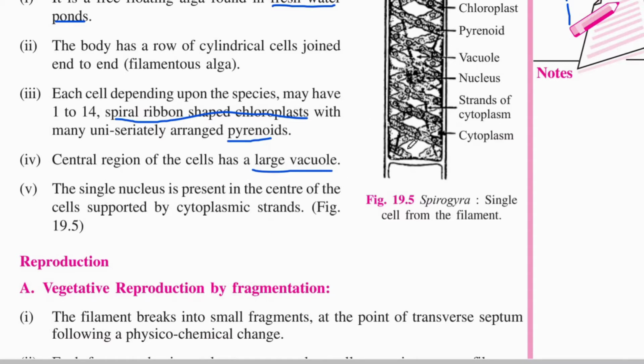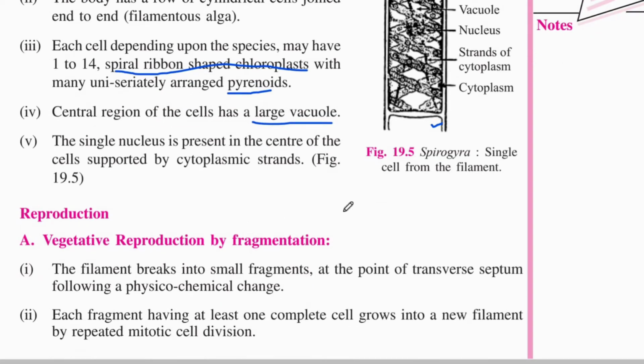It's a single cell of a Spirogyra from a filament. This is another cell. Down from that, another cell will be there. It will be a long filamentous structure with a spiral ribbon-shaped chloroplast, and it has pyrenoids also. A large vacuole is there, a nucleus is there, supported by cytoplasmic strands. So this is a multicellular algae.